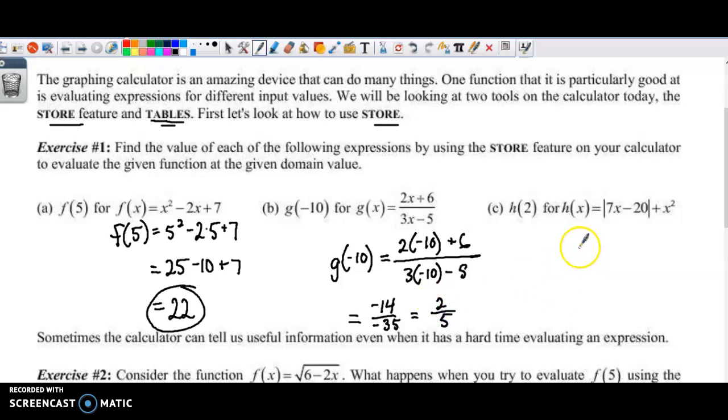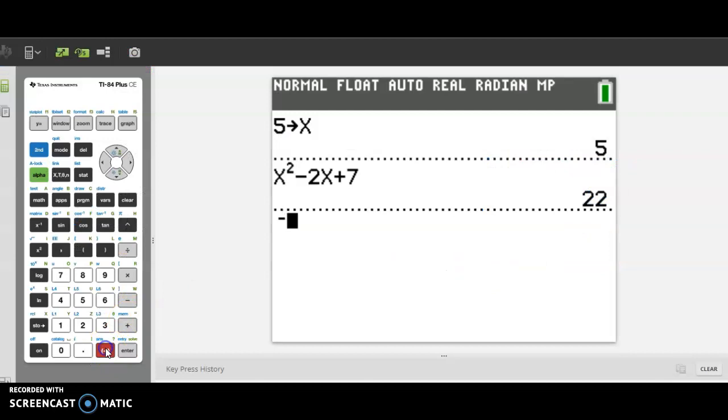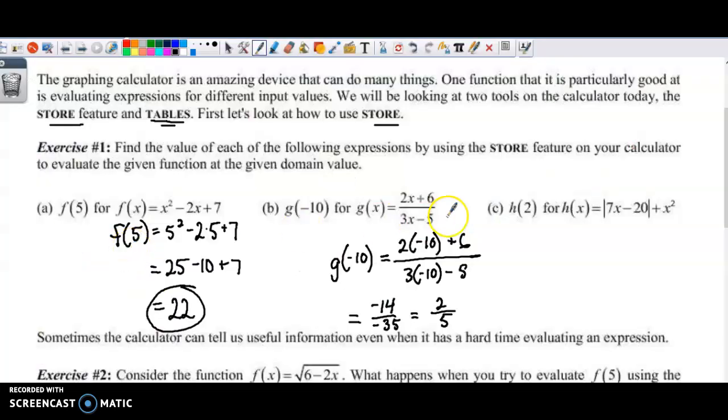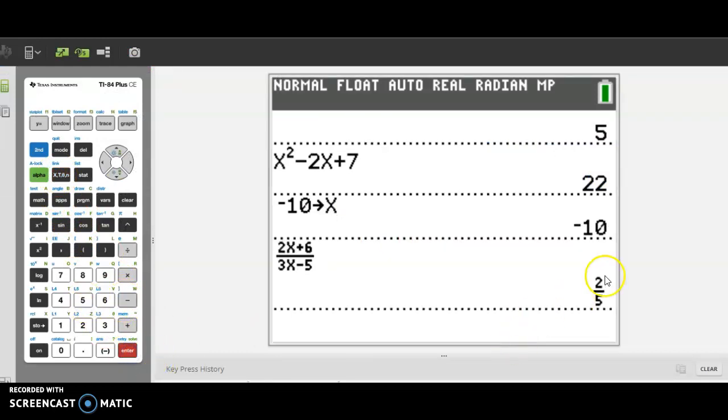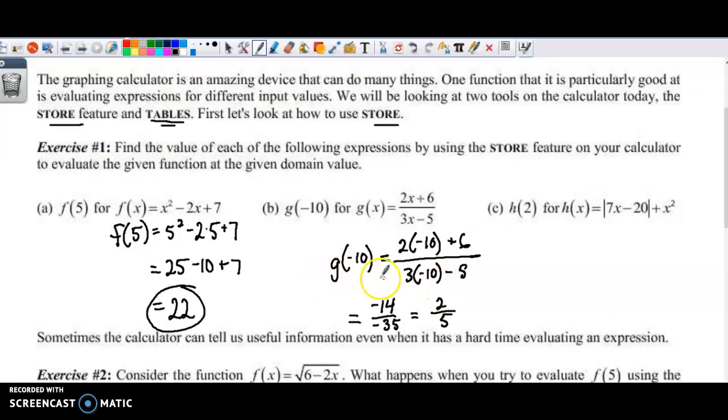Or you can use the store feature. Just make sure you hit the negative button, store in for x, hit enter, and then a trick to making a fraction is alpha x, and it was 2x plus 6, if my memory is correct, over 3x minus 5. And as I hit enter, it reduces down to 2/5, the correct answer. So your calculator can do quite a bit.